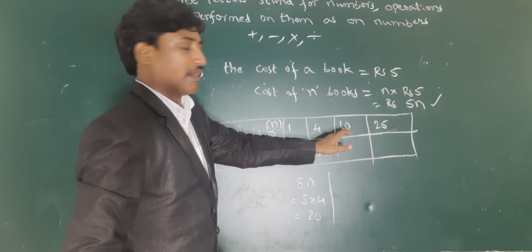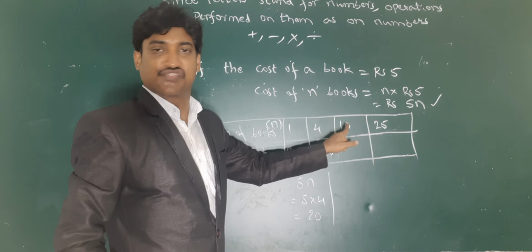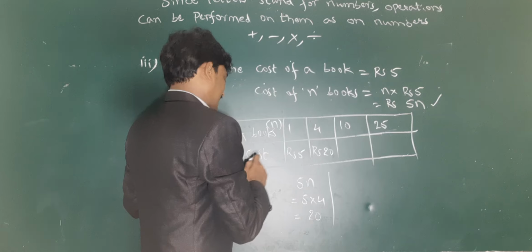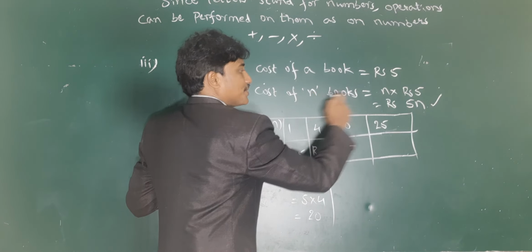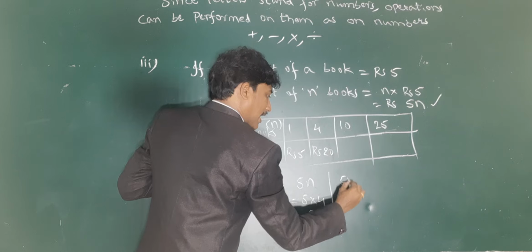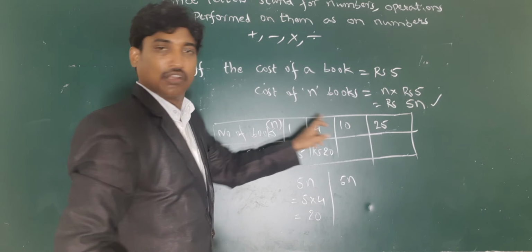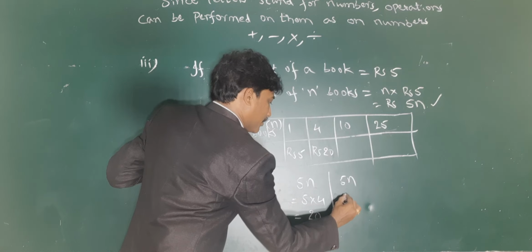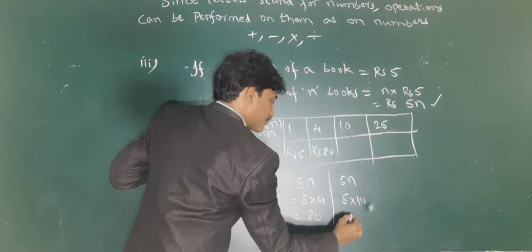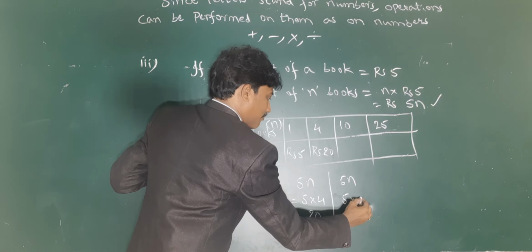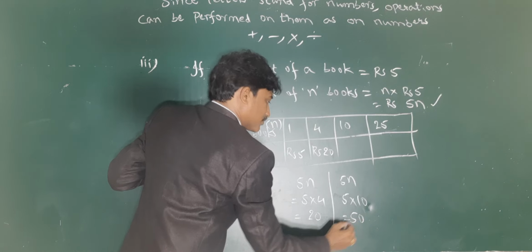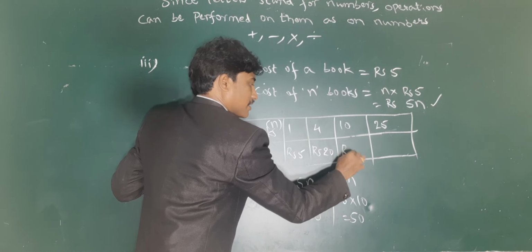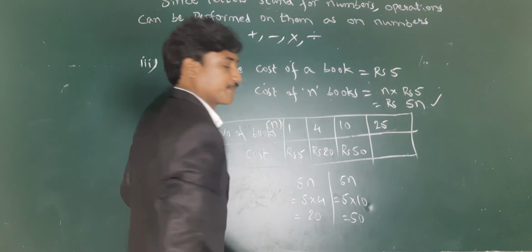Whereas for 10, the n value is 10. The cost of n books is 5n rupees. Here the n value is 10, the number of books is 10. 5 into 10 is 50. So the cost of 10 books is 50 rupees.